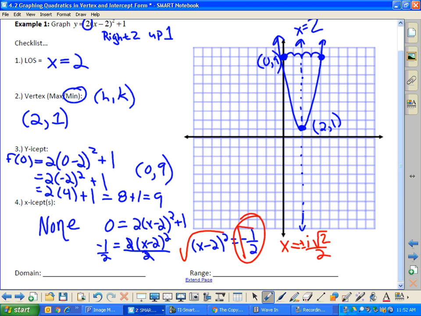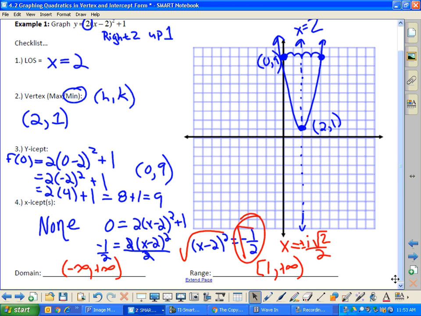Your domain for this function goes from negative infinity to positive infinity, because they all do, just like yesterday. And then your range, that, however, is limited. I don't get my range values all over the place. Anybody think they know the range of this graph? Ooh, lots of people. Mackenzie. Yeah, it goes from 1 to positive infinity. Nice job.